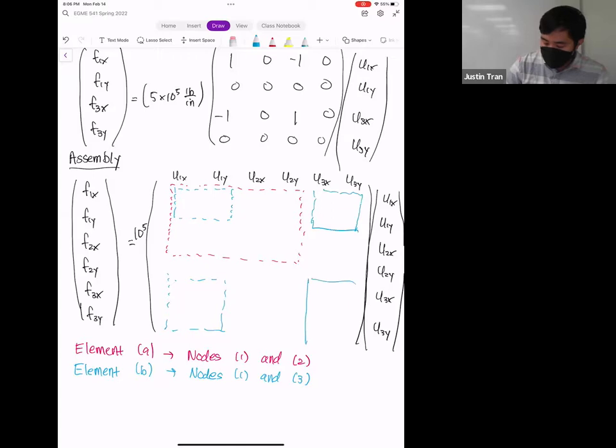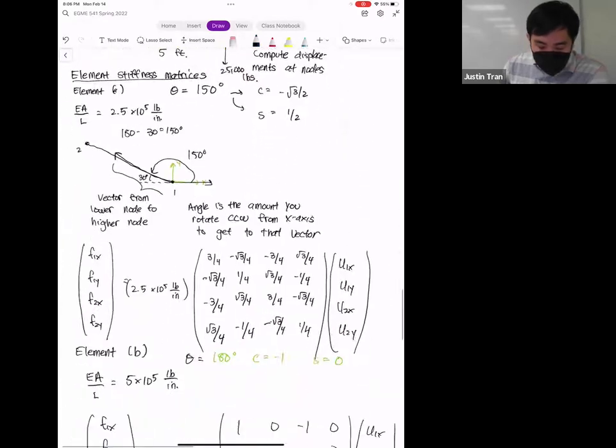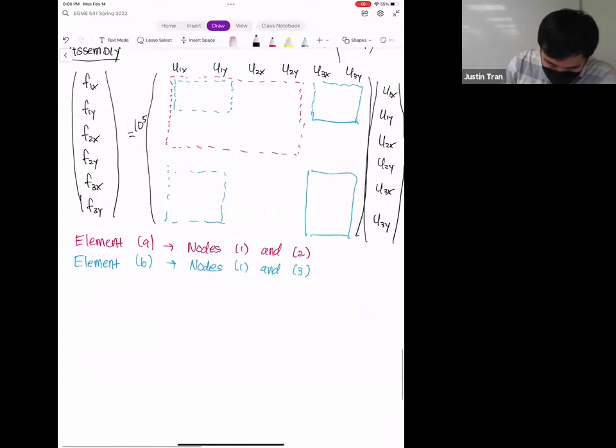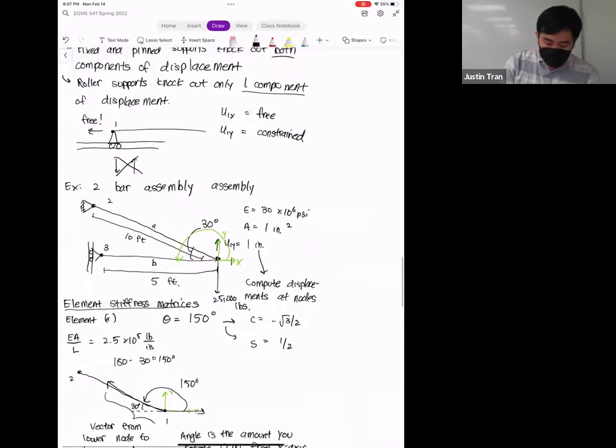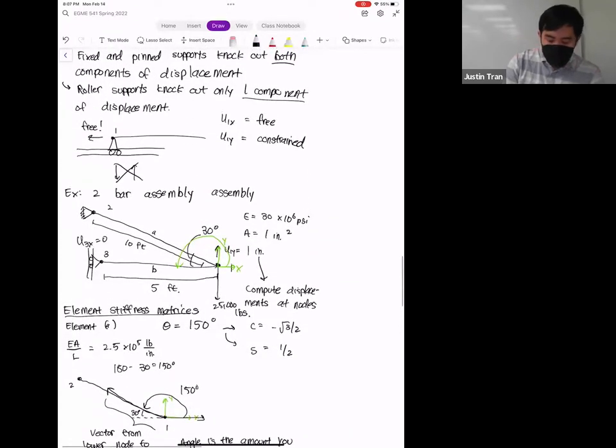I don't know why I'm drawing dotted lines, just draw solid ones. All right, and so I'm going to go ahead and just fill in the entries here. Knowing that node 2 is fixed, I'm going to go ahead and avoid that one. And node 3 has a roller. Node 3 has a roller that prevents displacements in the x direction, right? Because our roller here is vertical. And so that means u3x is going to be 0, but u3y is going to be free.